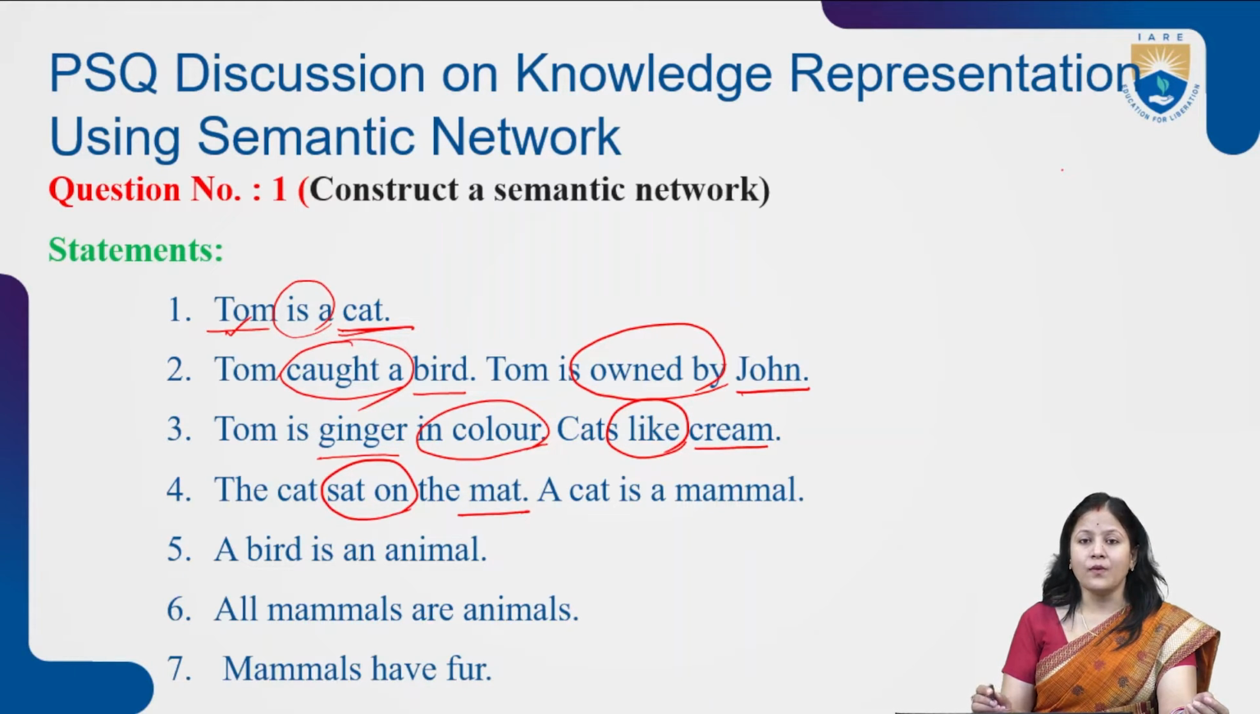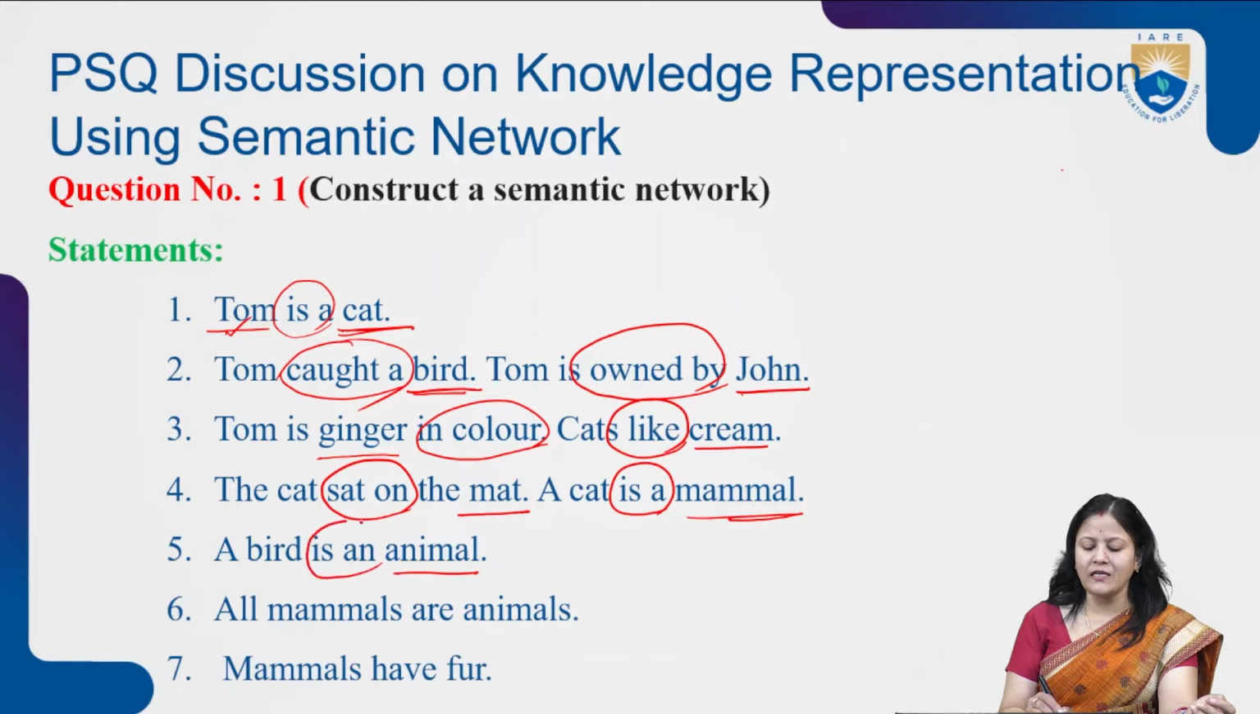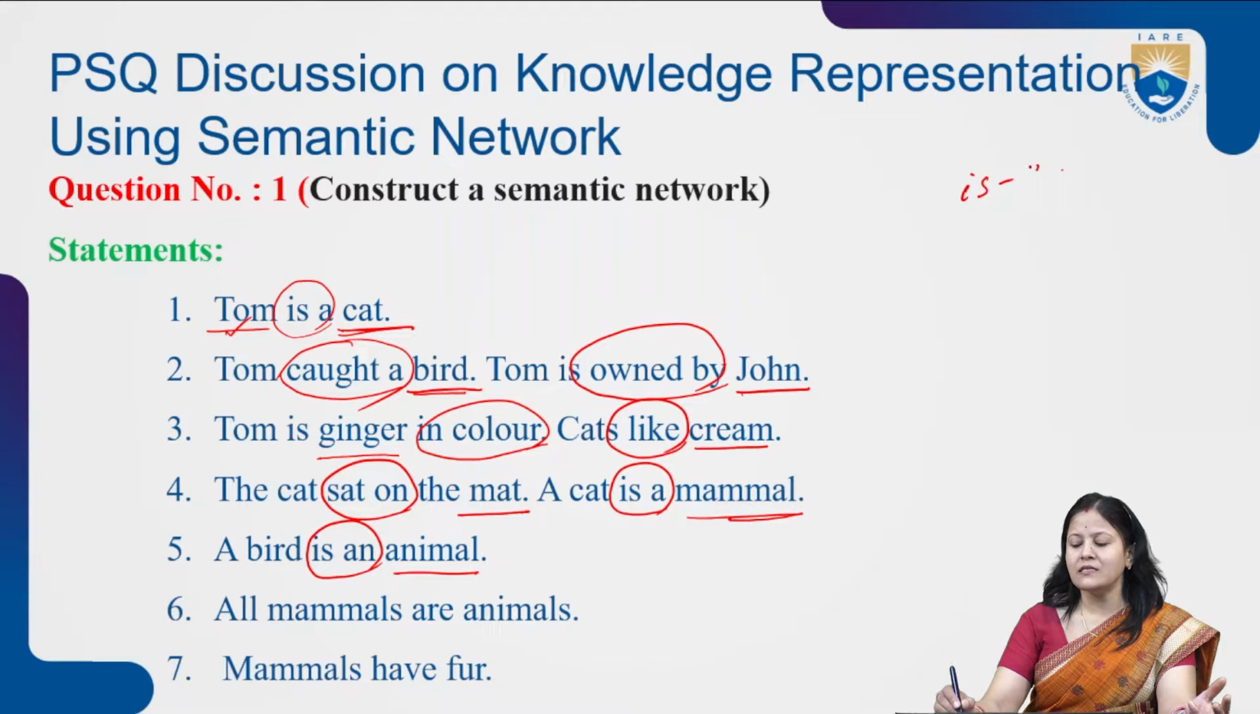A cat is a mammal. Cat is a class. Mammal is also a class. So mammal we can say it is a class and is a is the relation. The bird is an animal. Okay, bird is a class. Already here I have highlighted bird is a class. Animal is also a class. What is the relation? Is an. So as I told, there are two relationships: is a and kind of, or we can say part of.